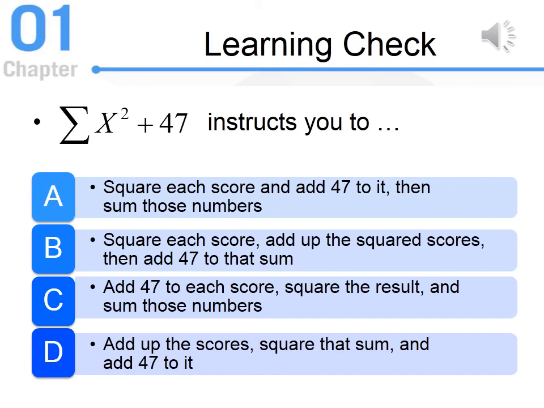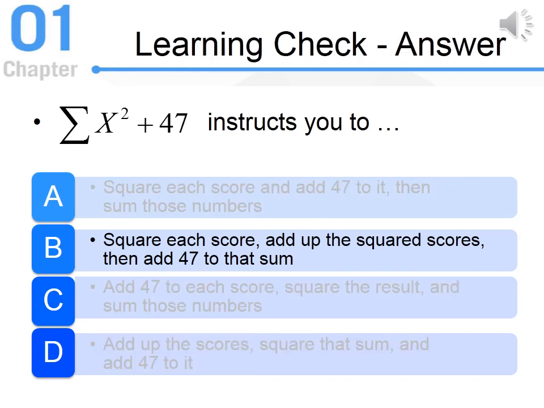So just to make sure that you've gotten all of this that you can get so far, which one of these items, A, B, C, or D, is a correct interpretation of what this equation is asking of you? Good job. It's B. It's asking you, because of the order of operations, to square each score, add up the squared scores, and then add 47 to your sum, and you'll have the correct answer.